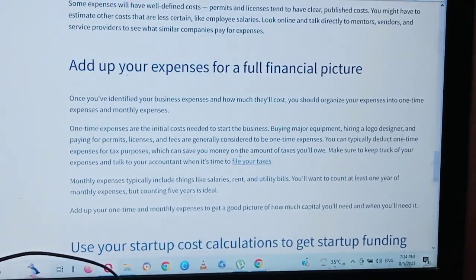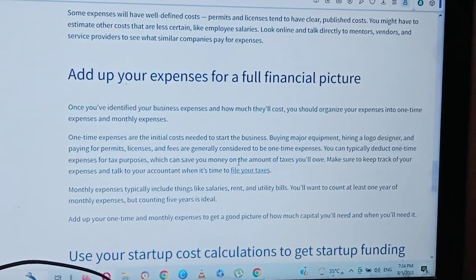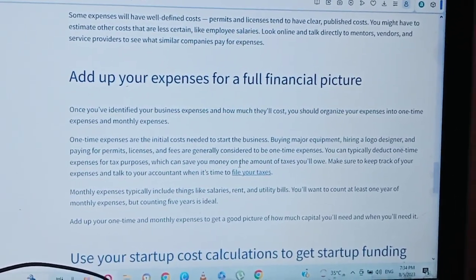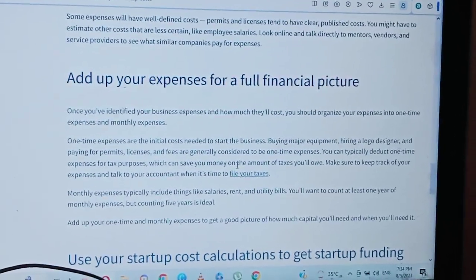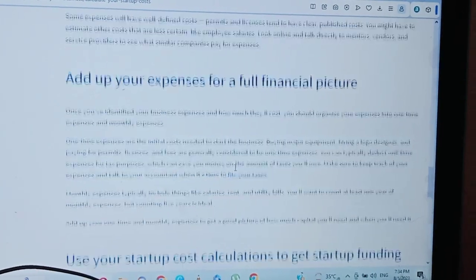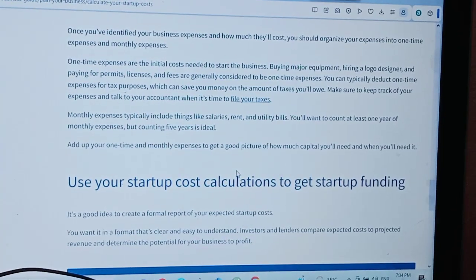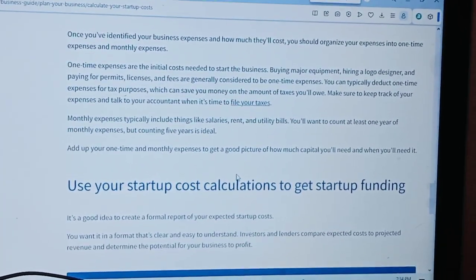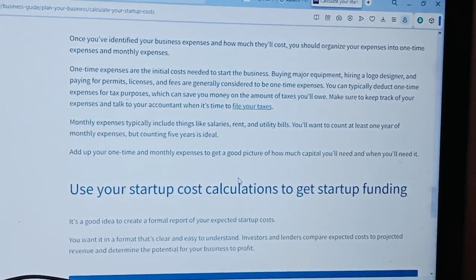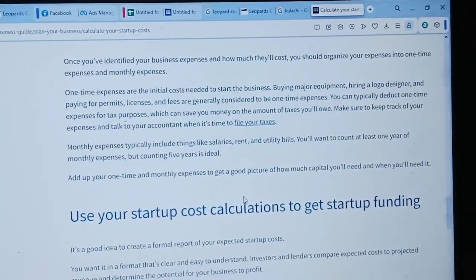Add up your expenses for a full financial picture. Once you have identified your business expenses and how much they will cost, you should organize your expenses into one-time expenses and monthly expenses. One-time expenses are the initial costs needed to start a business. Buying major equipment, hiring a logo designer, and paying for permanent license fees are generally considered to be one-time expenses.